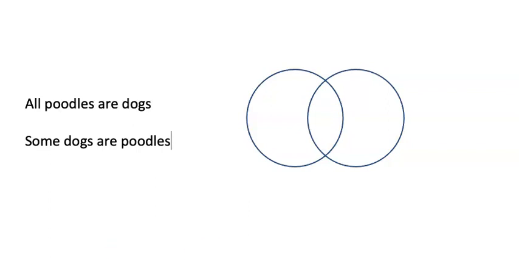Hi, I just want to explain a little bit about how categorical logic creates a representation of premises. So I have a couple of premises here that I just want to map in a two-circle situation. So let's make this poodles and let's make this dogs.